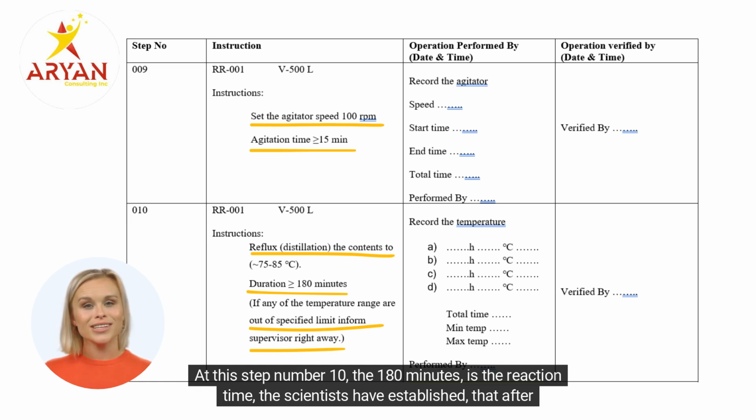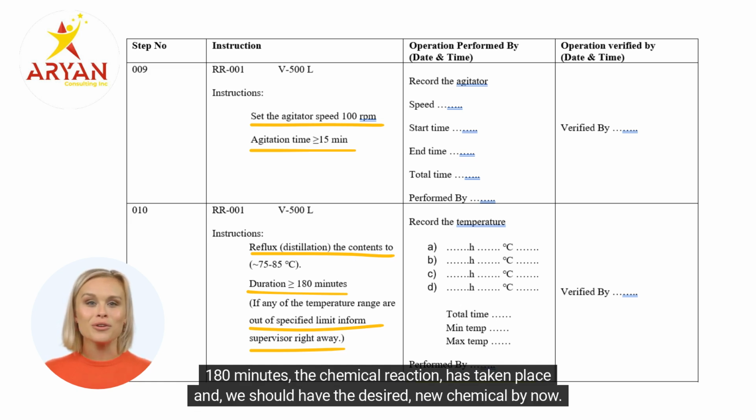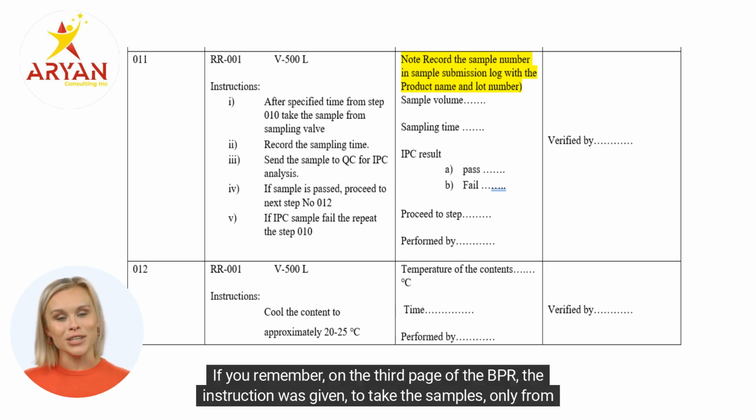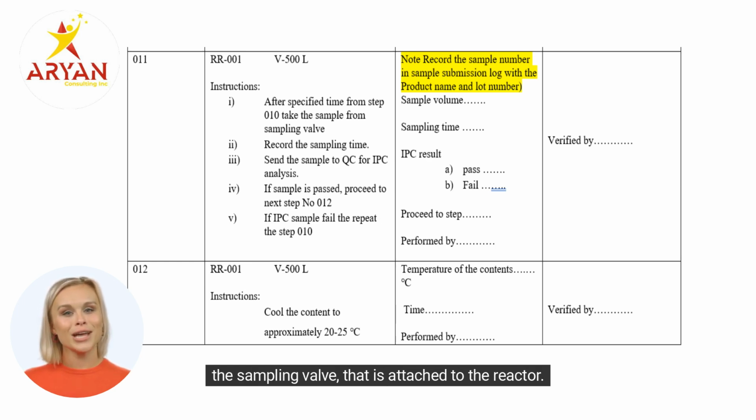The scientists have established that after 180 minutes, the chemical reaction has taken place and we should have the desired new chemical by now. Therefore, the instruction in step number 11 is telling you to take the sample at this time. If you remember, on the third page of the BPR, the instruction was given to take the samples only from the sampling valve that is attached to the reactor.